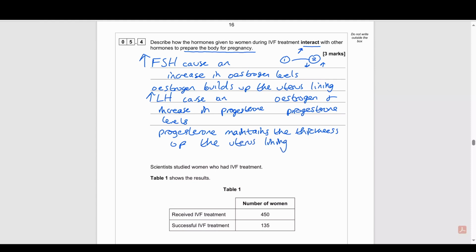Now, remember our last thing now. What is the importance of the uterus lining being thick? Well, in IVF treatment, remember that the fertilization happens outside of the woman's body. So once that does happen, fertilization, then the embryos are implanted back into the woman. So the uterus lining is then going to be ready for the implantation of the embryo.